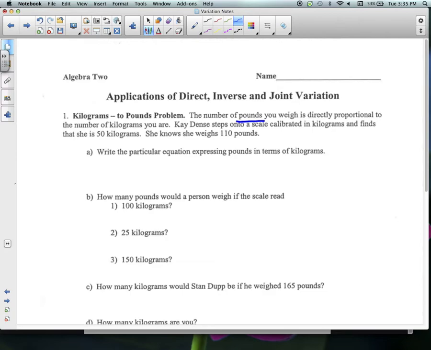So pounds is directly proportional, so we're going to be doing that regular proportion to the number of kilograms that you are. So those are the two things you're comparing. Since it's direct, it's regular division, so we're going to do pounds over kilograms.